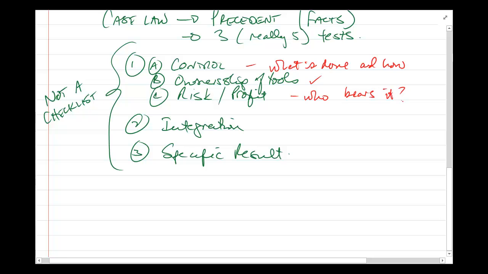Who bears it? Who bears the risk? Who gets the potential profit? Integration usually is thought of as a percentage of income of the individual. So if you're getting most of your income from this source, you look more like an employee than if you're spending 3 days a week somewhere else. You look less like an employee.